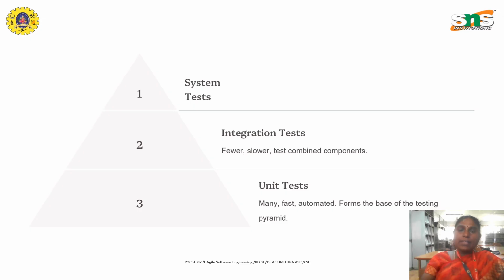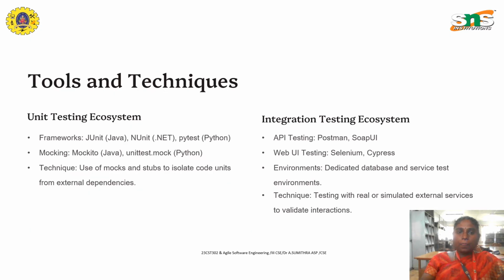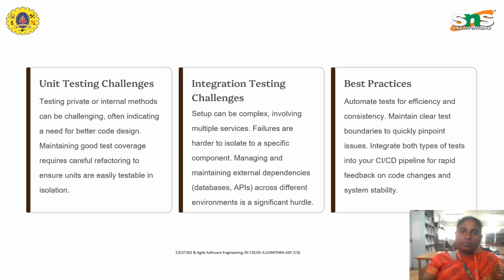This testing pyramid slide emphasizes a layered strategy: many fast unit tests at the base, fewer slower integration tests, and even fewer system tests like UAT. This ensures efficient, comprehensive coverage in CI/CD pipelines. These were the basic tools which we have discussed right now.